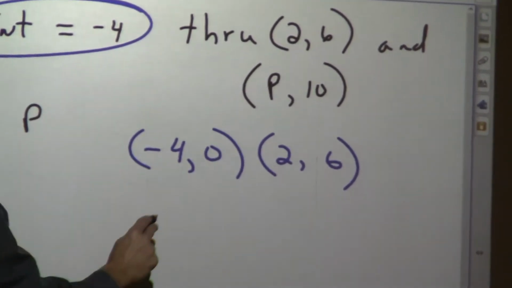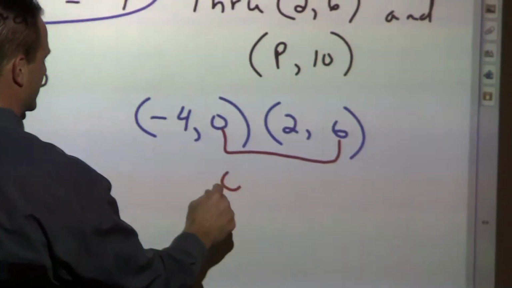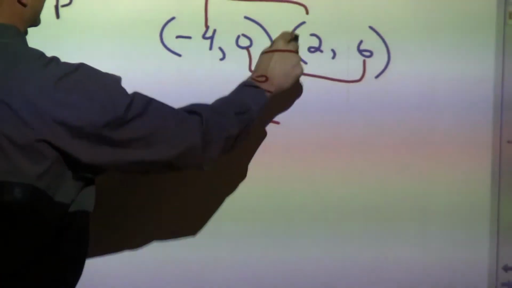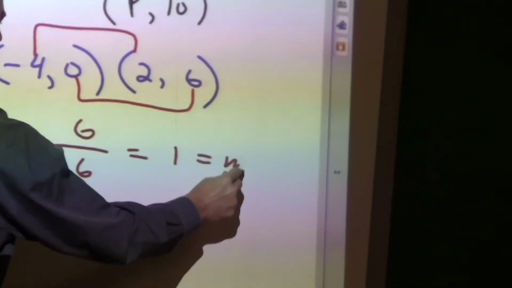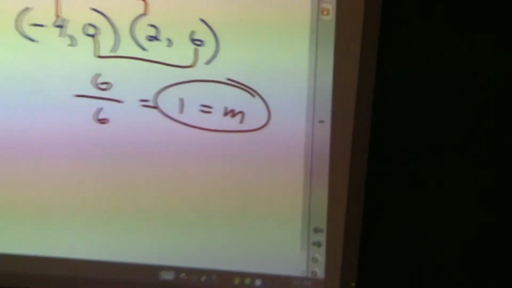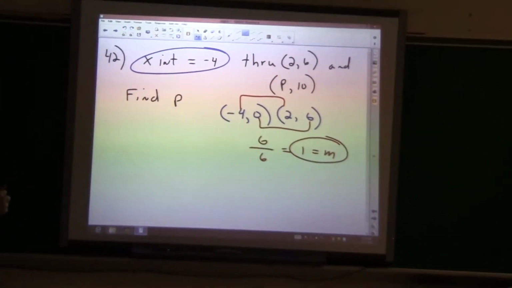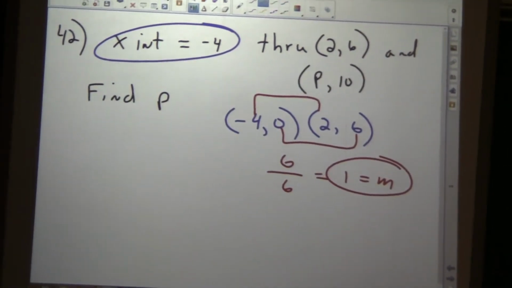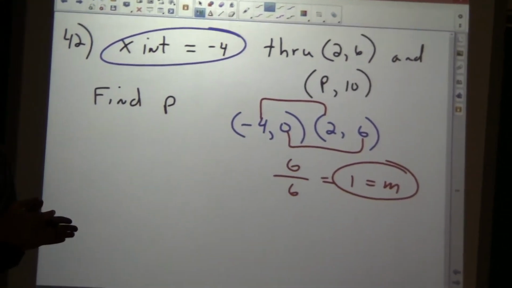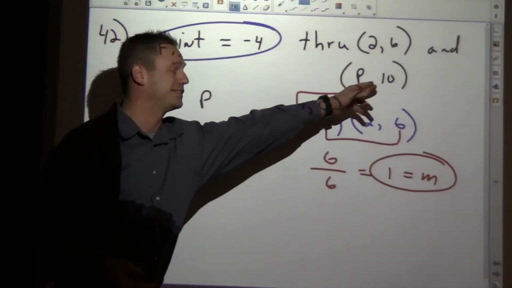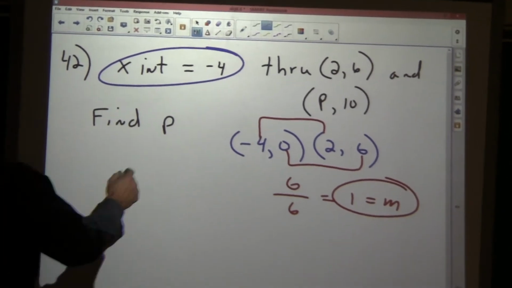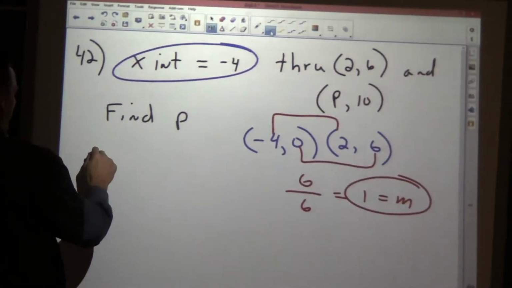So again, I can find the slope by the change in y, which is 6, and the change in x, which is 6. The slope is 1. So again, the same idea. I could look at the graph and find out where P, 10 is. Or I can again use the table. We'll use the table in this case.